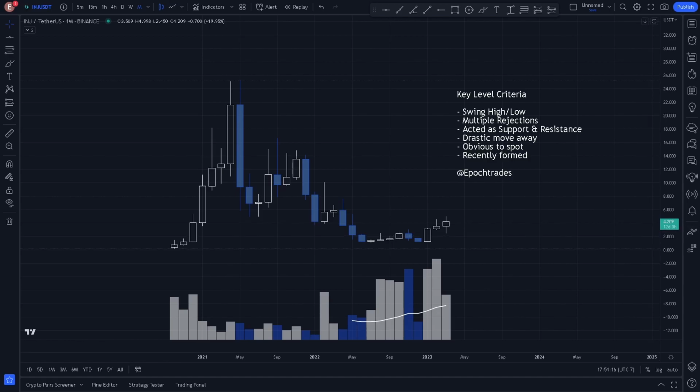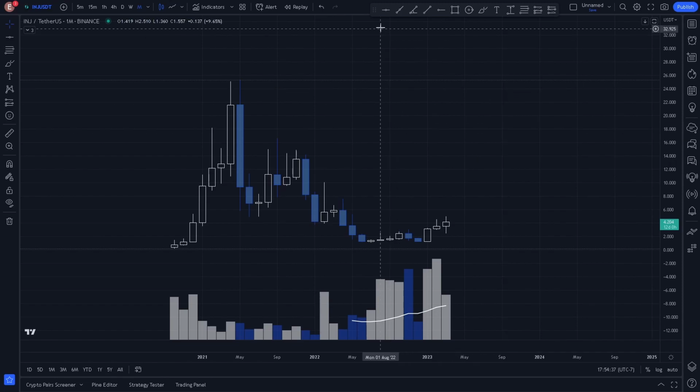Today we're going to be covering key levels on the monthly and weekly time frames for INJ. So, as always, our key level criteria: we look for swing highs and swing lows, multiple rejections, acted as support and resistance, drastic moves away, obvious to spot, and recently formed. So, let's go ahead and hop right in.